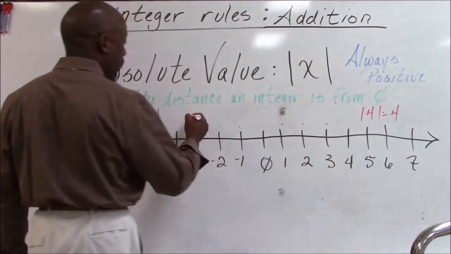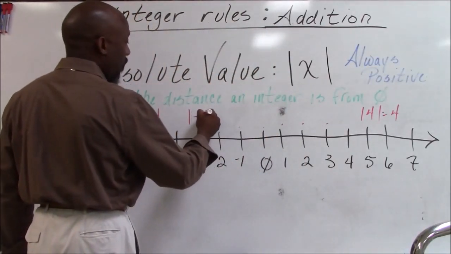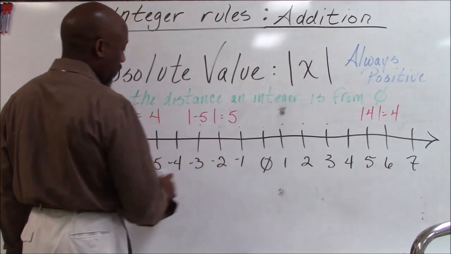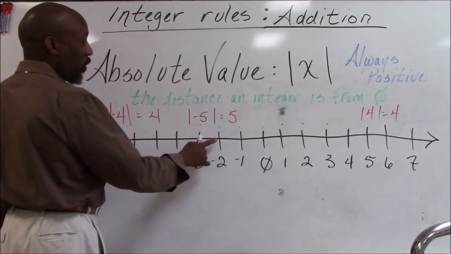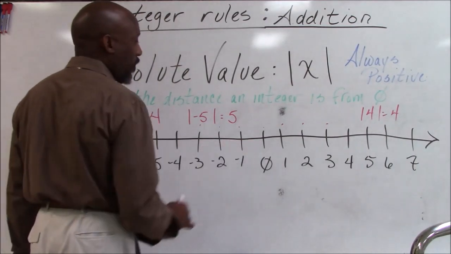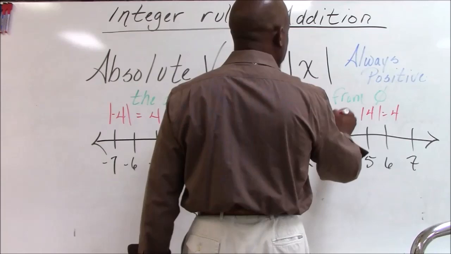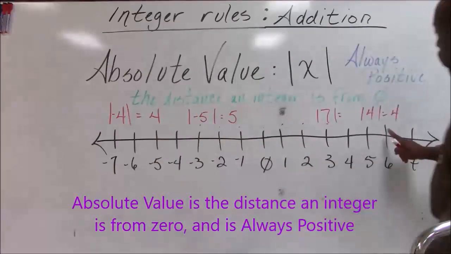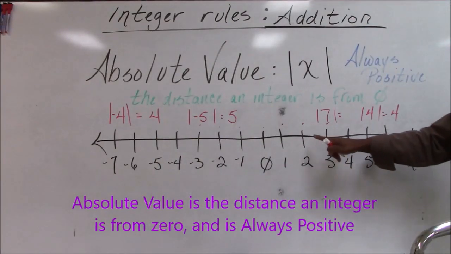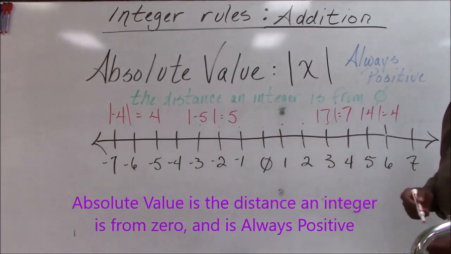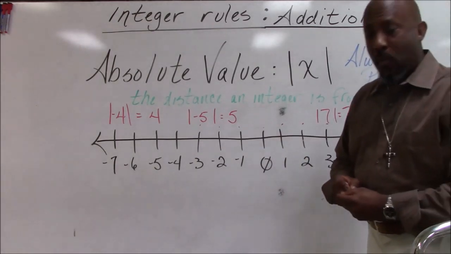The way you would see that written is the absolute value of negative 5 equals 5, because it's 1, 2, 3, 4, 5 spaces from 0. The absolute value of 7 is equal to 1, 2, 3, 4, 5, 6, 7. The absolute value is the distance from 0, and it is always positive.